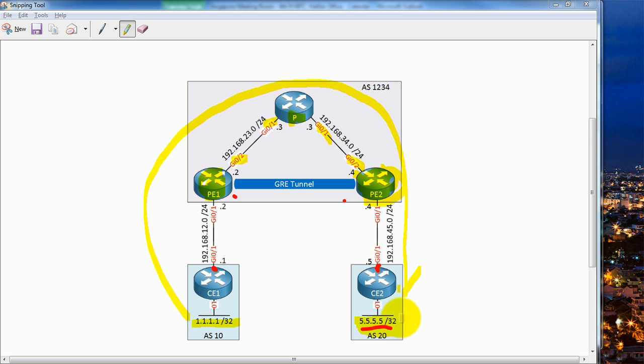3.5.5.5. We have 4.4.4.4 as a next hop. Instead of checking the routing table, let's take a look at the MPLS forwarding table. So I show the MPLS forwarding table on this one, and it automatically generates a label for the prefix 4.4.4.4.